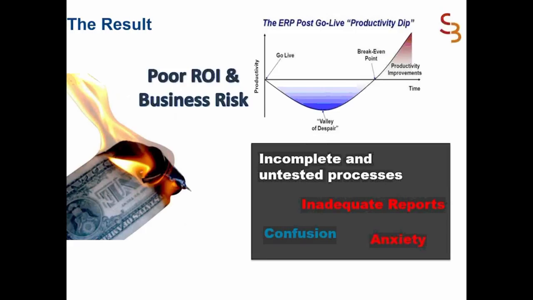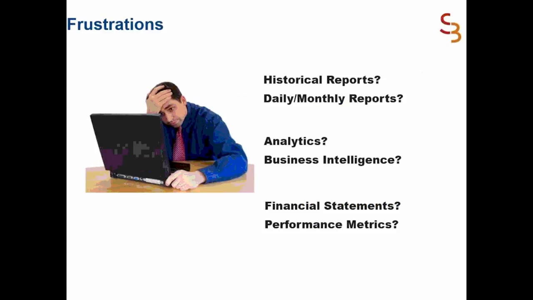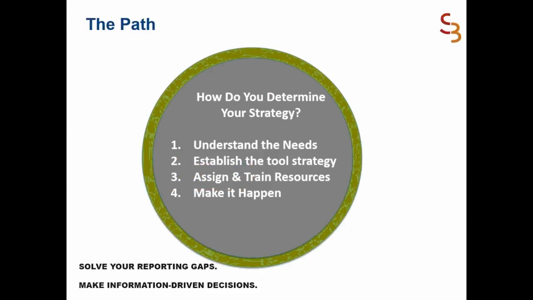To define that reporting strategy, you must first begin by understanding your reporting needs. What do your users require? Historical reports? Daily and monthly reports, transactional reports? Do they need analytics, ad hoc analysis, business intelligence for forecasting and predictions? What about financial statements, P&Ls and income statements? What kind of performance metrics are they trying to pull together? Are they trying to blend data together to create new types of dashboards and reports? Understanding all these different needs and which users need them and how they use this data will be critical to defining your strategy. So, what is the path to determining your strategy?